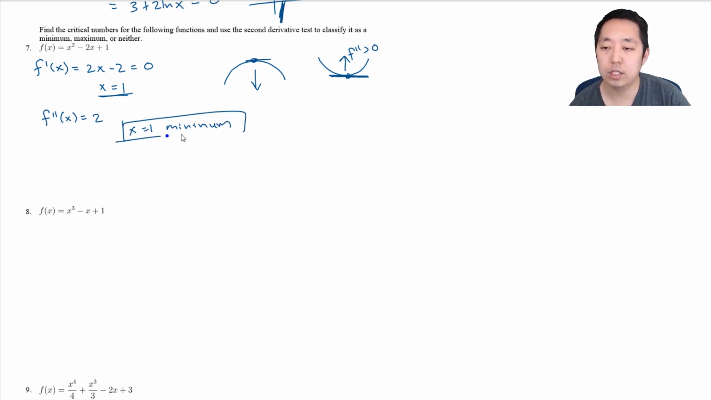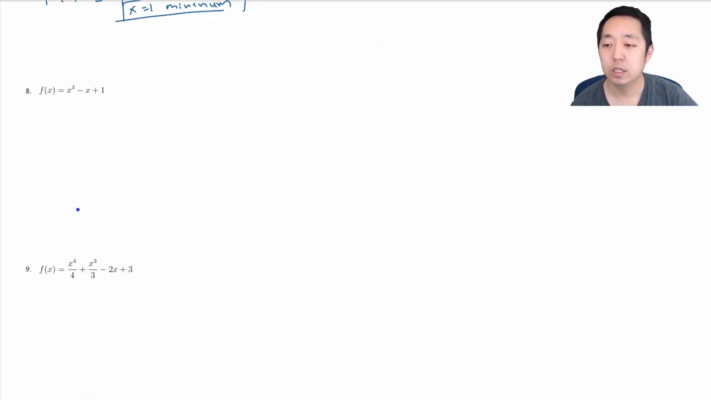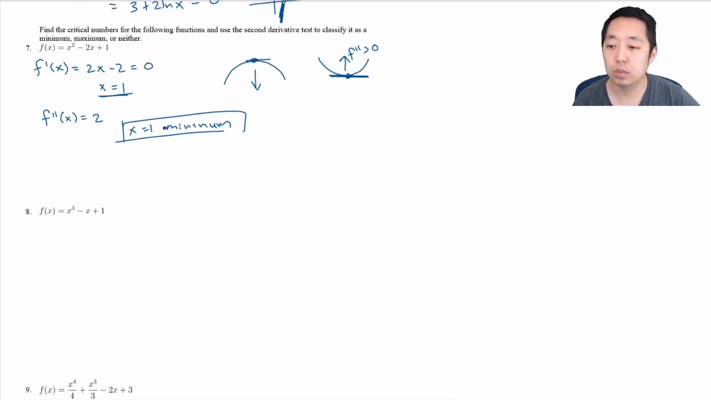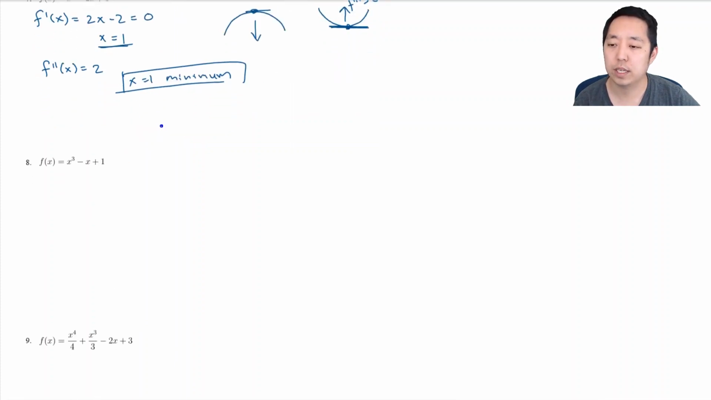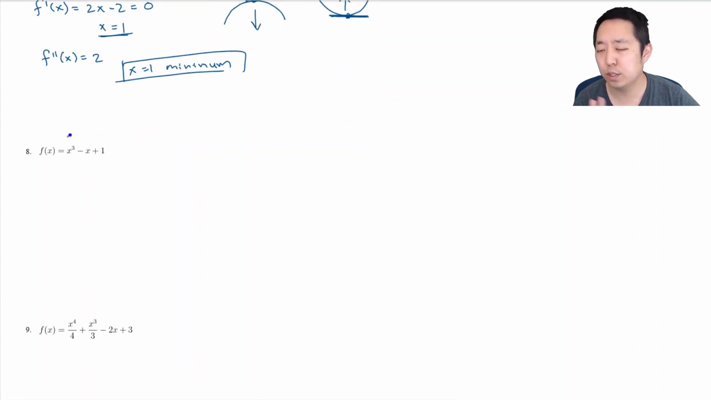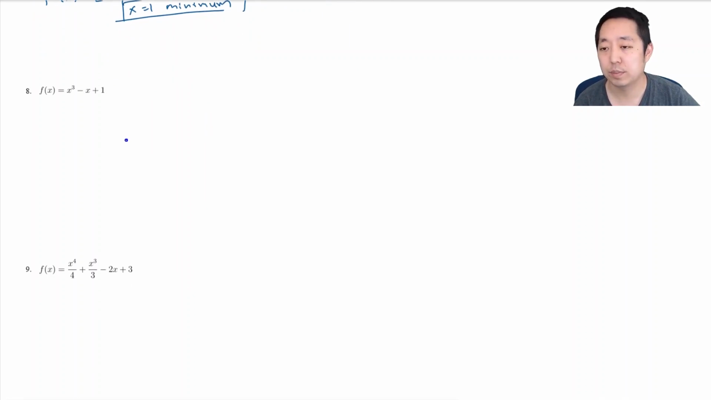And that should make sense to you because this is an upward-facing parabola. So, I mean, that would be the minimum. I actually do remember, I think these problems are identical to the previous sets of problems. But you could do a first derivative test on these, and you would find the same thing.